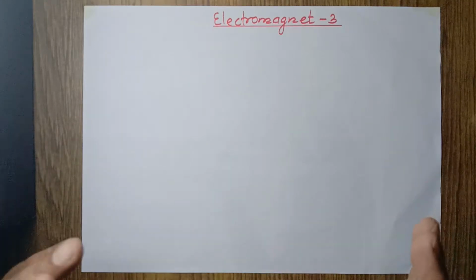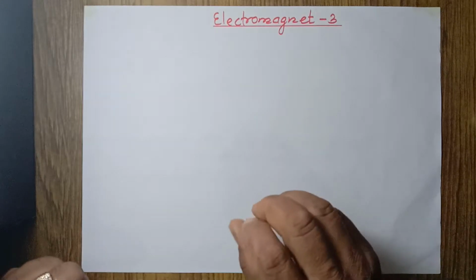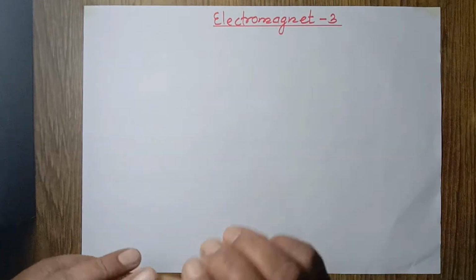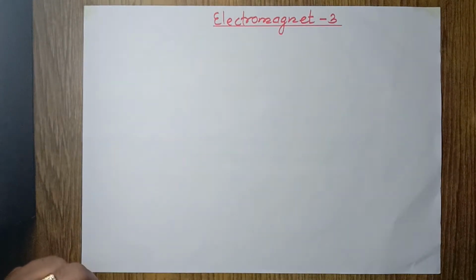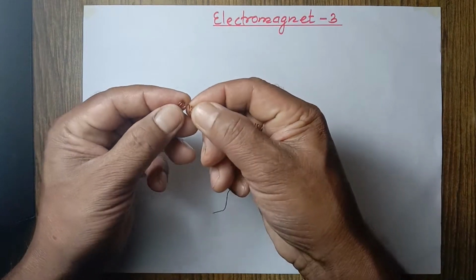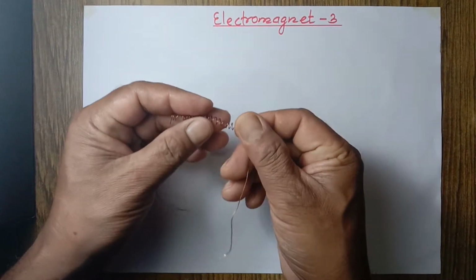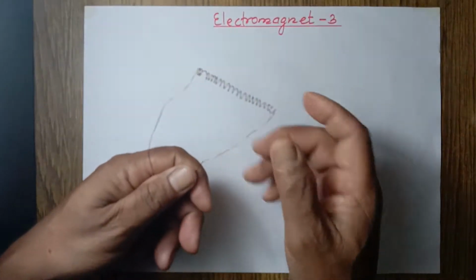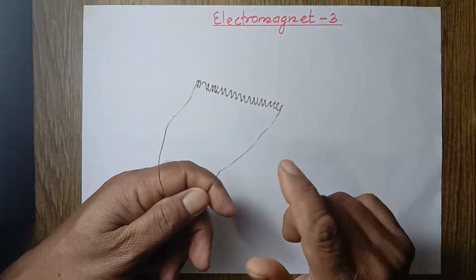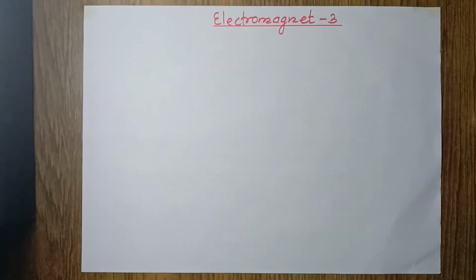We are continuing the electromagnet again because some of the students asked me some questions related to this. One question was why we are not using naked wire in making an electromagnet. Instead of that, we are using insulated copper wire. Why is it not naked wire? Now, I want to tell you some other matter related to this question.